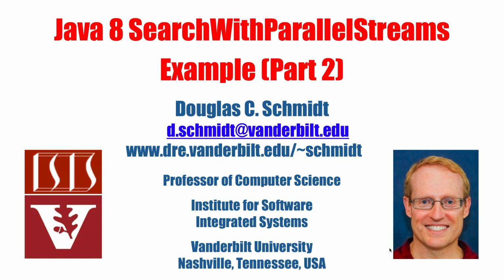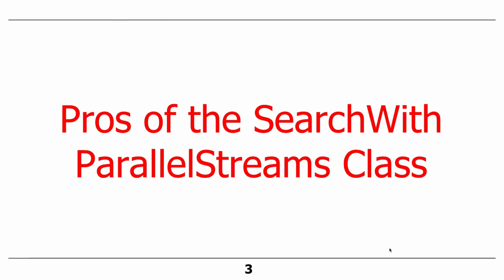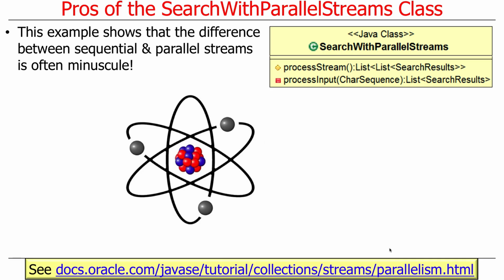OK, so now that we've gone through the code for this example, let's talk about the pros and cons of what we just looked at. And this, again, is the Search with Parallel Streams implementation, which is almost identical syntactically to the Search with Sequential Streams version we had seen before. If you go back and watch that video again, you'll see it's essentially the same.